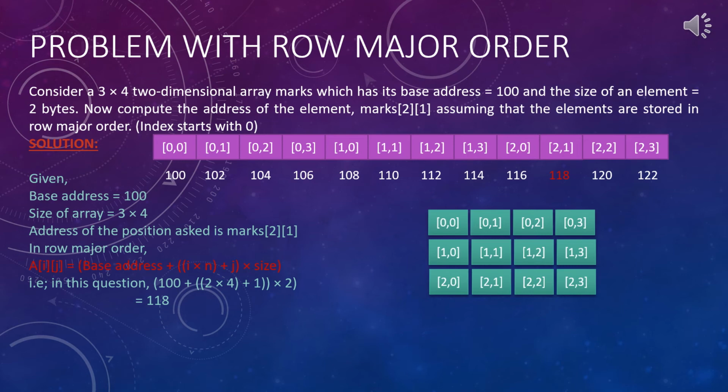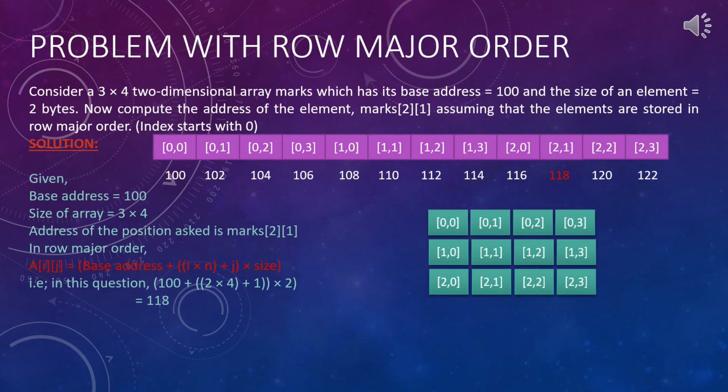So we can imagine the positions, that it is a 3x4 array, which is what we can see in the green. The positions are 0,0, 0,1, 0,2, 0,3, 1,0, 1,1, 1,2, 1,3, 2,0, 2,1, 2,2, 2,3. So we are storing these positions row by row, and we have also written the addresses below in the figure. Now we will see whether whatever we calculate matches with the address. We have to find the address for marks[2][1], and we can see from the figure that the address is 118.